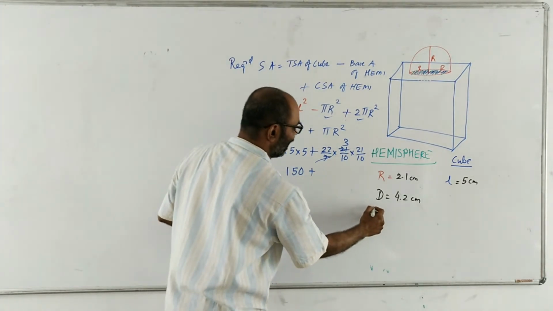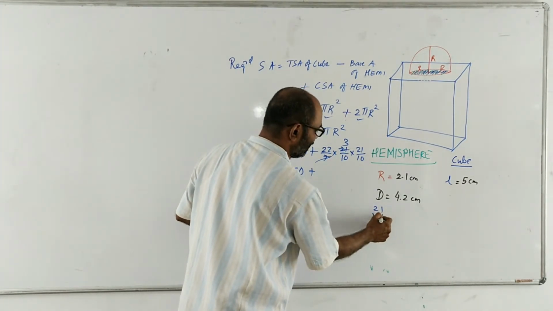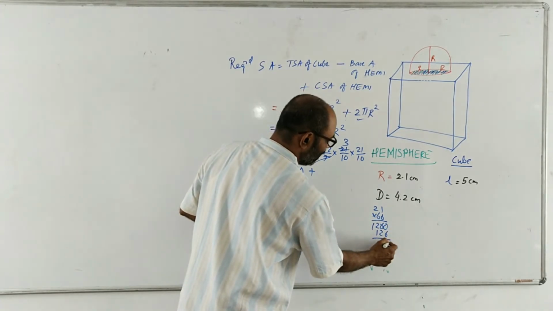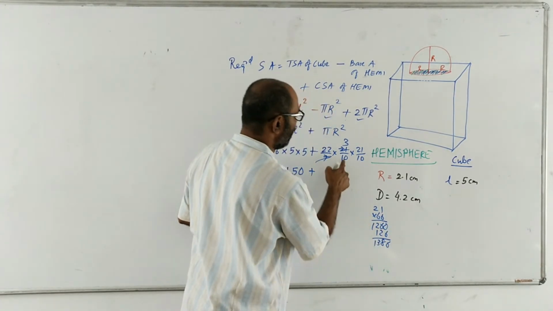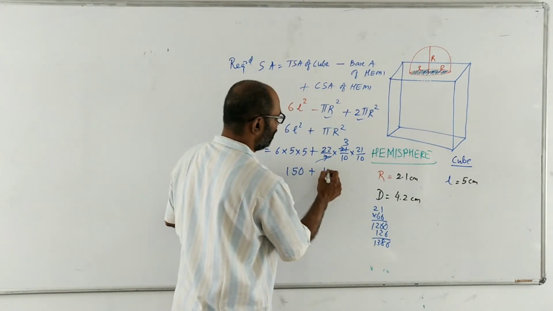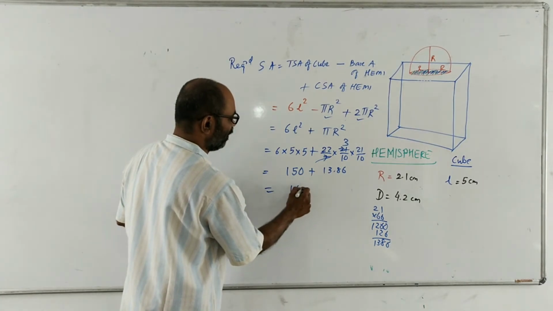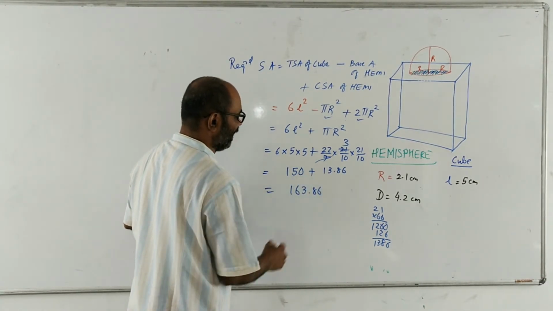Now this is 21 into 66. 0, 6 and 12. 1, 2, 6. 6, 8, 3, 1. And upon 10 tens are 100. So that will be 13.86. That gives me total of 163.86.